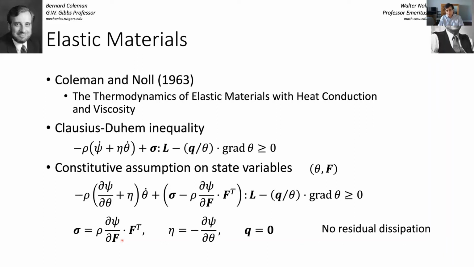You see? So this is how we do it, and then when you substitute these expressions here, you see that you end up with 0 is greater than or equal to 0. That means there's no residual dissipation. There's no dissipative mechanism. Elastic materials are idealized materials. They give you reversible processes. In thermodynamics, all the energy that you put in the spring is recovered when you unload the spring, if you assume these ideal conditions. Okay.